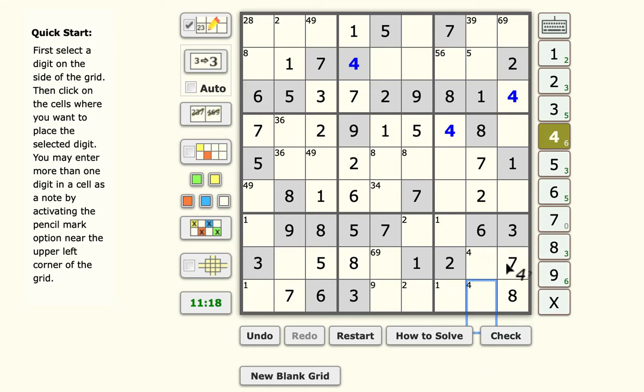What else? 1, 2, 3, 4, 5, 6, 7, 8, and 9. Now here, 3 and 6 are the ones missing in this row, right? But there's a 3 here, so that has to be a 6. And that a 3. So that's a 6 now.